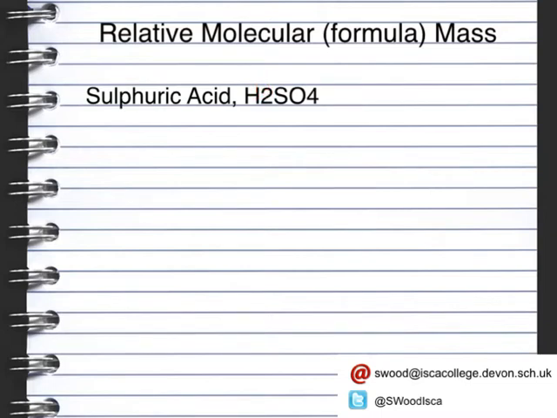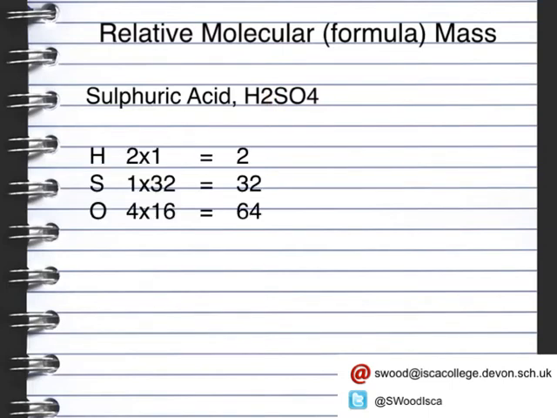means we've got 2 hydrogen atoms. Because there's no number next to the sulfur, we only have 1, and then we have 4 oxygen atoms. So what we can do is look on the periodic table and find the relative atomic masses of hydrogen, sulfur and oxygen and multiply them by the number of atoms that we have. So here we go, we've got the maths that we've done.